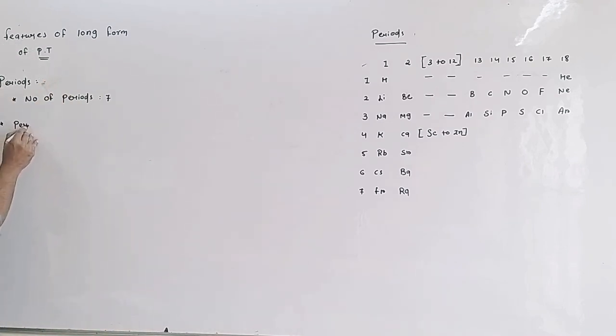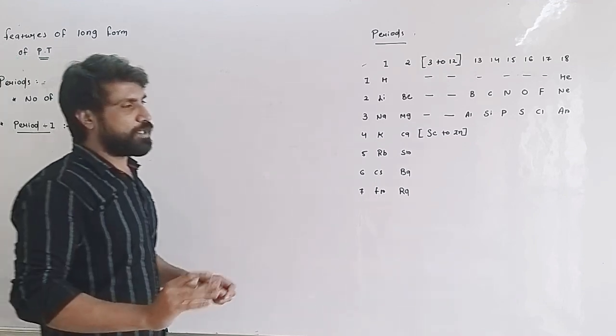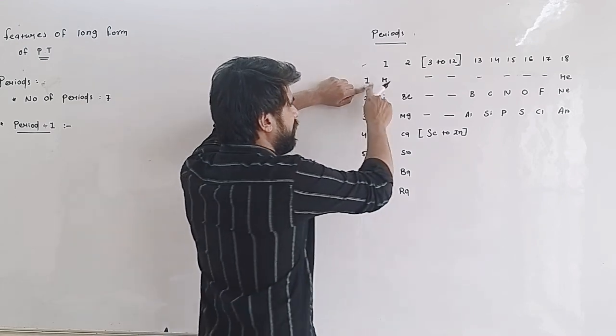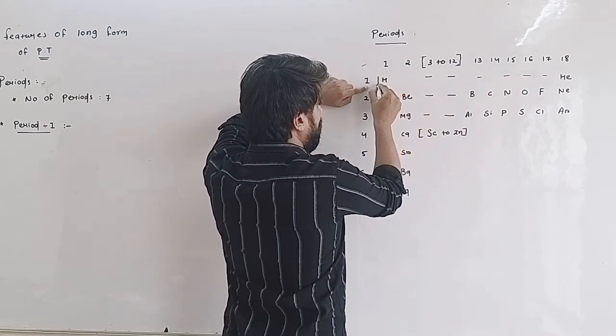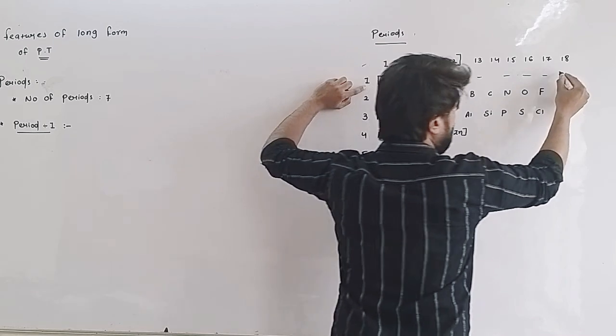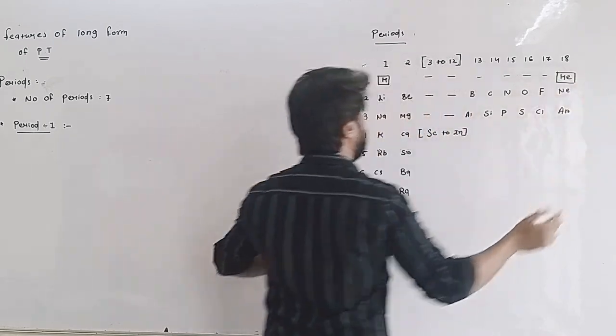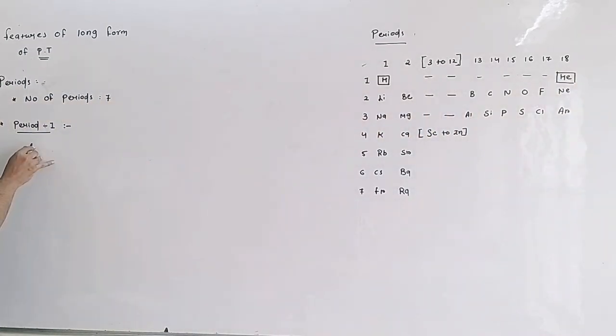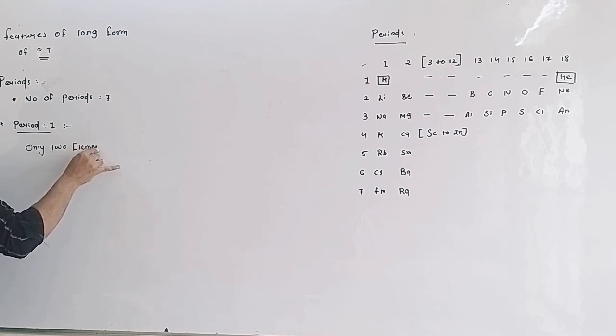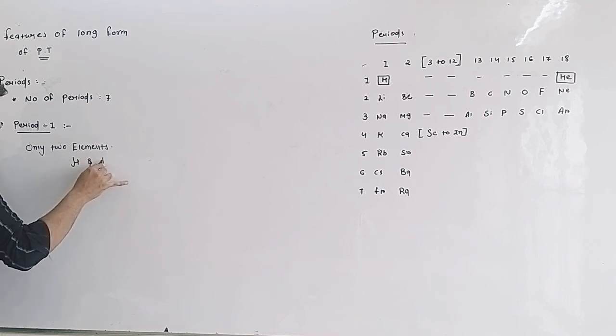Period number 1. In period number 1, only 2 elements are present. You can see that the first one is hydrogen and the second one is helium. Which elements are present? Only 2 elements. Which ones? The first one is hydrogen and the second one is helium.